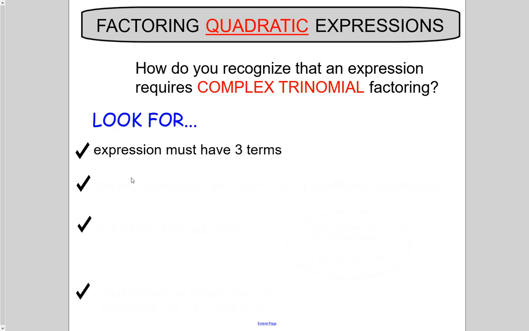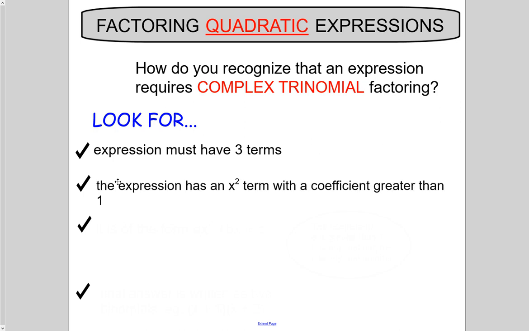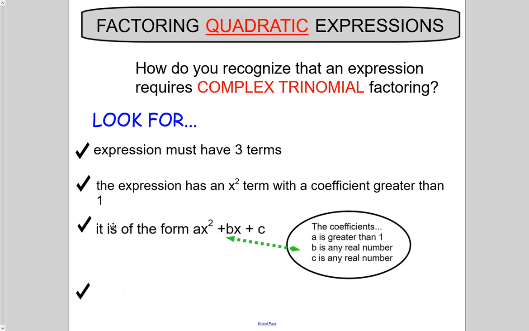Our expression has to have three terms. It has an x squared term with a coefficient in front of it that's greater than 1. So 2, 5, 100,000. It could be a negative number as well. So it could be negative 16, whatever. But it can't have a coefficient of 1. It's going to be greater than 1 in its magnitude. So it's going to be in this form, something x squared plus something times x plus c.